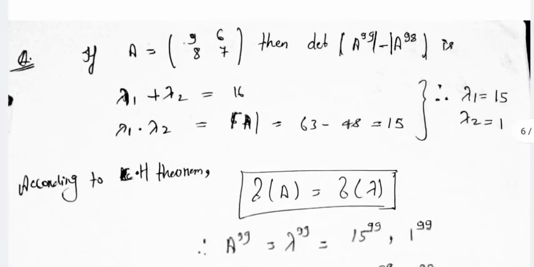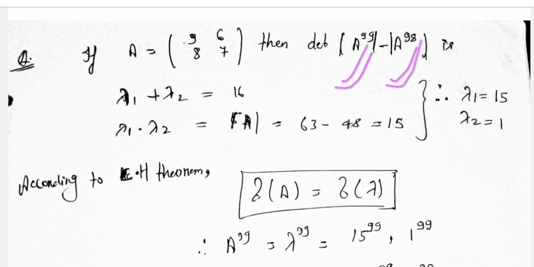Here, if A is equal to 9, -6 in the first row and 8, -7 in the second row, then what is the determinant of mod A to the power of 99 minus mod A to the power of 98?